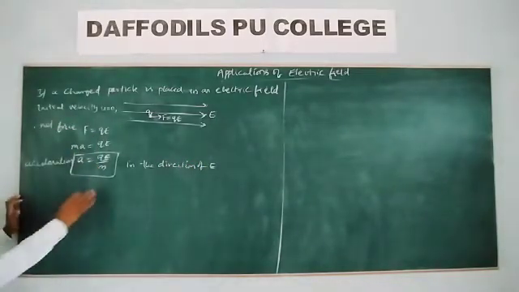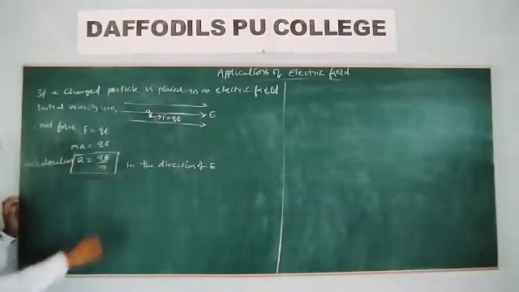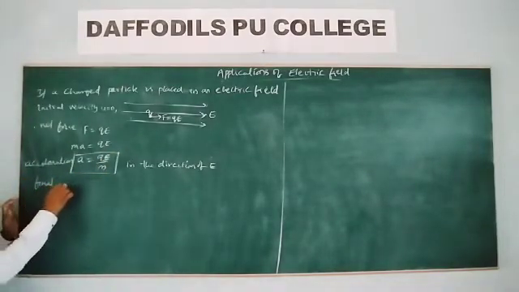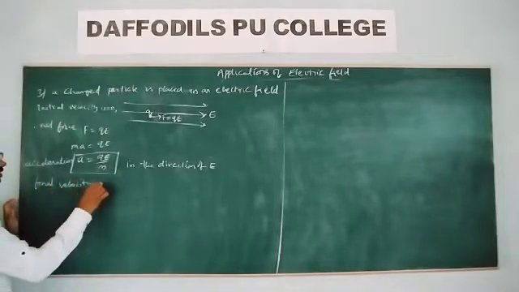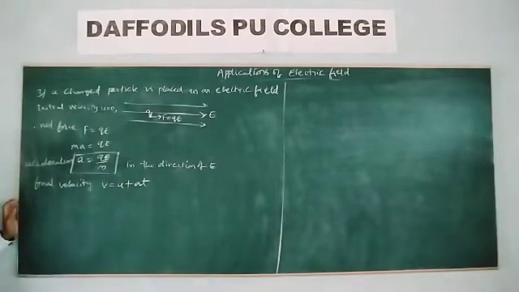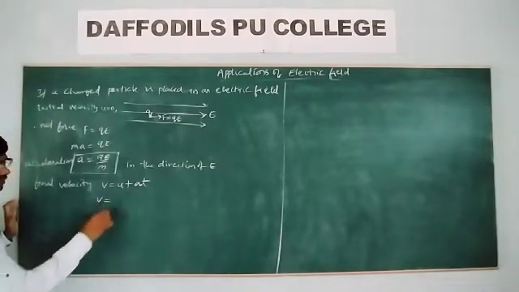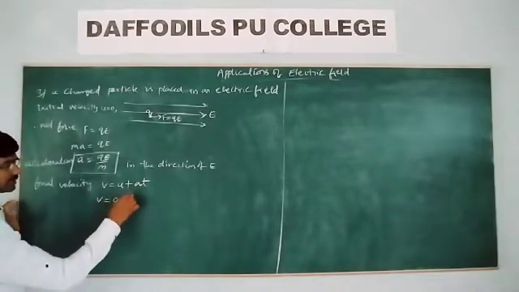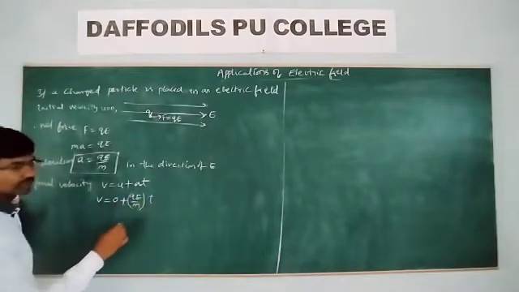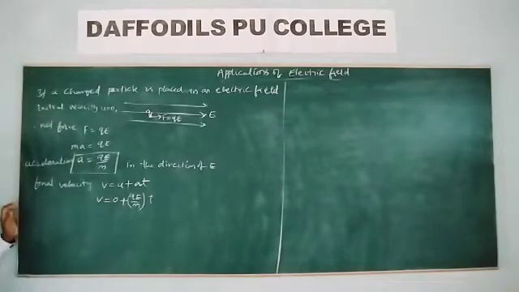Now, what would be the final velocity after a time interval t? Final velocity v is equal to u plus at. Then v is equal to u, which is 0, plus a, which is QE by m, into t. That means we need to find the final velocity at that time.